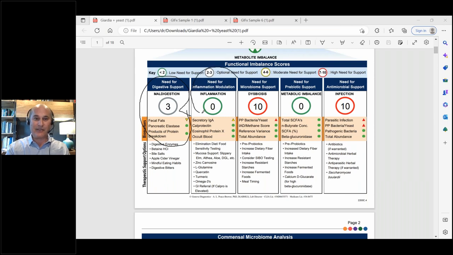This section here, the inflammation section, will tell you about leaky gut, gut inflammation, gut immunity. So this would be GI organ related, but the intestine. This is GI organ related, but stomach, gallbladder, and pancreas. And this is microbiome support here. And this is microbiome here. And then this is stage three infection. So that's a way to look at the test.